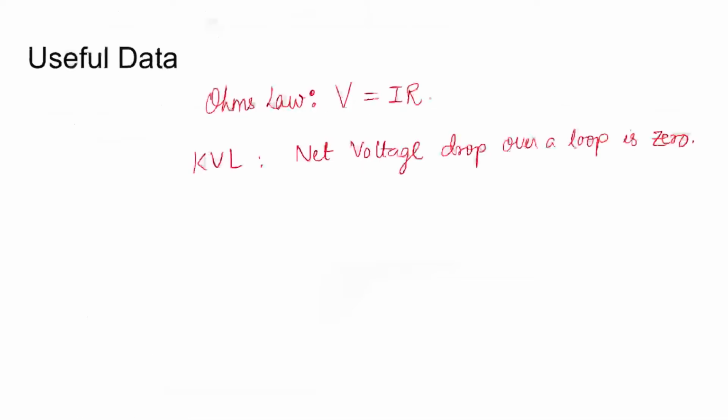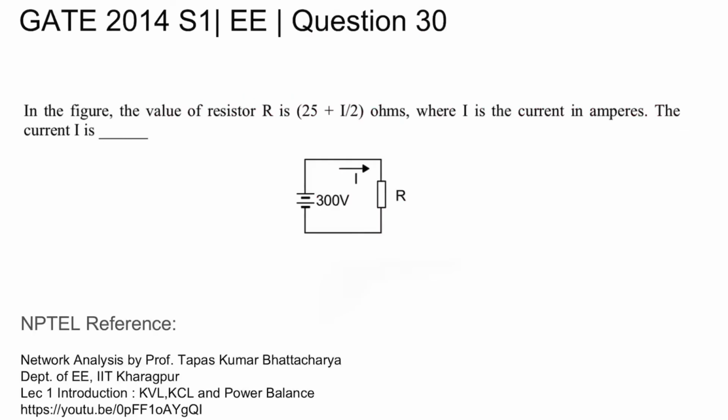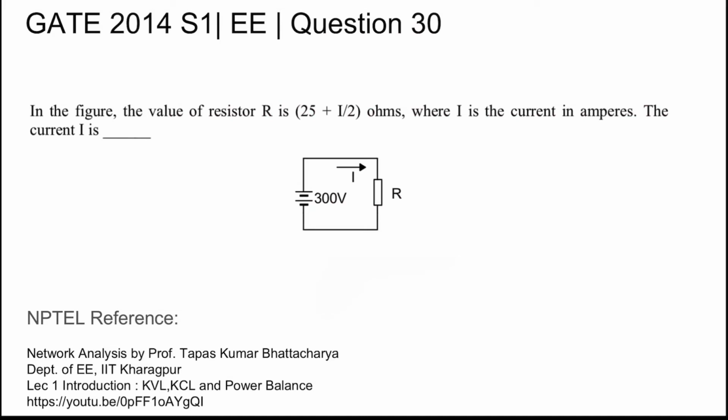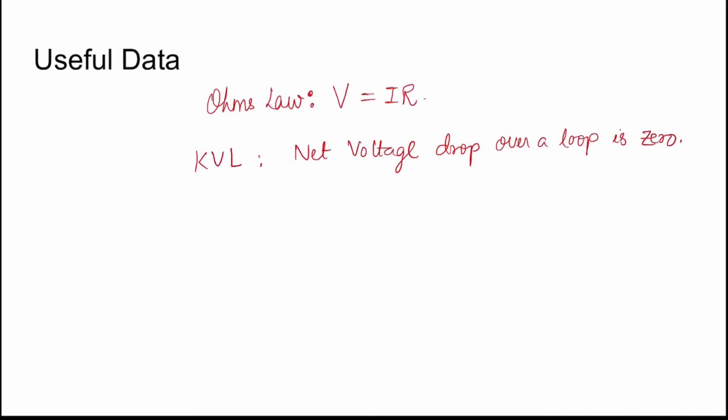Now coming to the question, useful data that we will be needing in order to solve this question is that the voltage drop across a resistor, if the current I is flowing, as you can see, is given by small v equal to I times R as per Ohm's law. And if you apply KVL, then plus 300 gain and IR drop. So we have written the KVL: net voltage drop over a loop is 0.